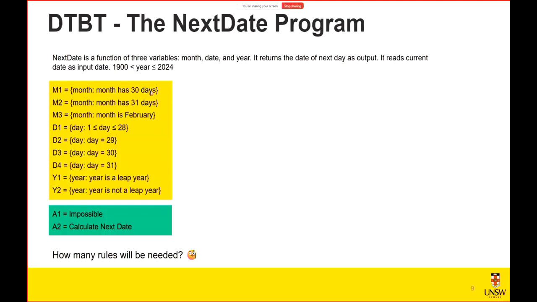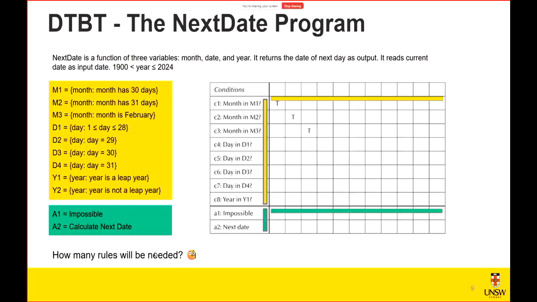8 conditions. However, for the last one here, if we take y1 is true, then y2 is automatically false. And if we take y2 to become true, then y1 is automatically false. So we can just use one of them here. So we only need 7 conditions, and we only need 2 to the power of 7 rows here.